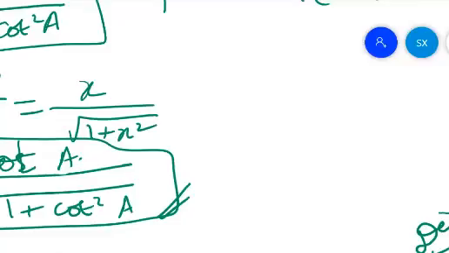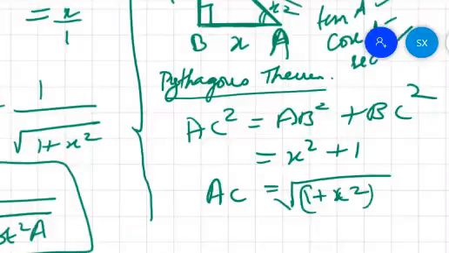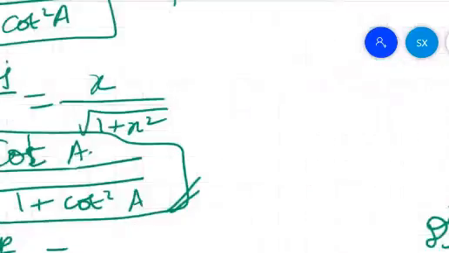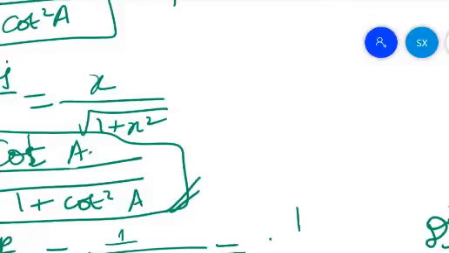Now, tan. Tell me tan. Tan is opposite by adjacent. Opposite is what in the diagram? Opposite is 1. Adjacent is x. So, what is the answer? Final answer: 1 by cot A. We know already tan A is 1 by cot A. See how the answer has come.